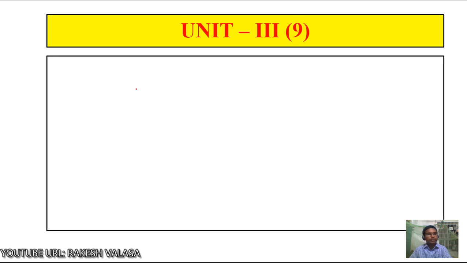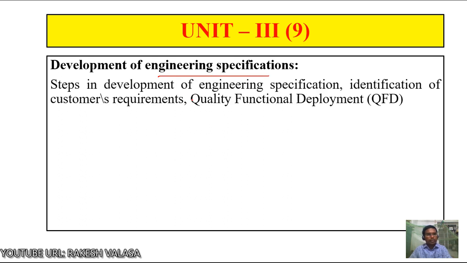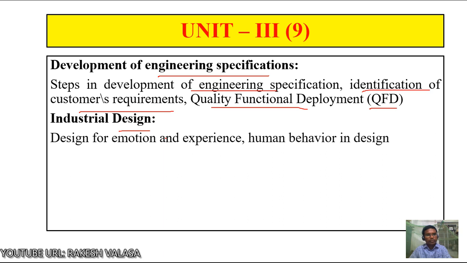Unit 3 contents are development of engineering specifications. In this, we will learn about steps in development of engineering specifications, identification of customers' requirements, quality function deployment, that is QFD. The second chapter is industrial design. In this, we will learn about design for emotion and experience, human behavior in design.